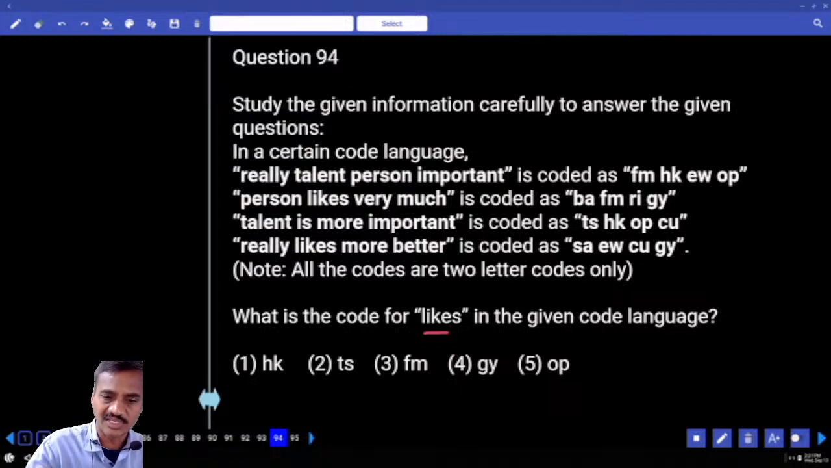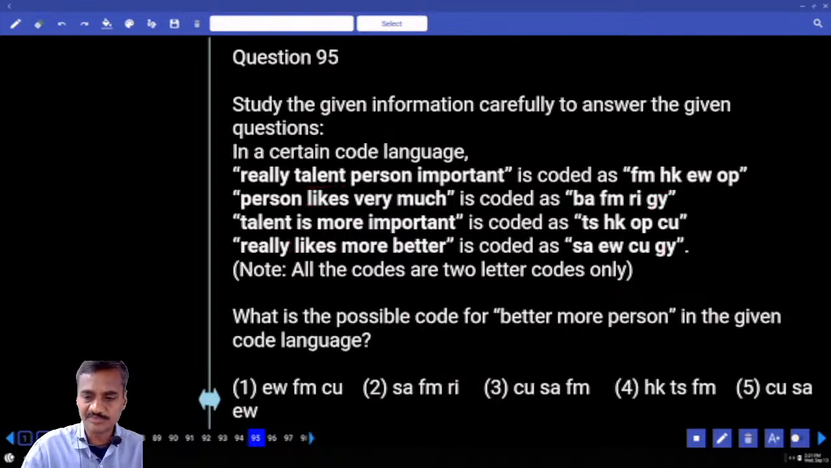Where is likes here? Likes is there in the second. Now again in the 4. In the second and 4, which are common here? Only likes is common. And what is the code that is common here? GY. And the code for likes is GY, 94, choice 4.